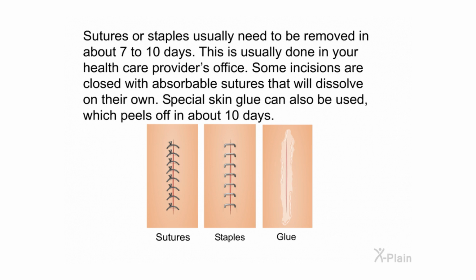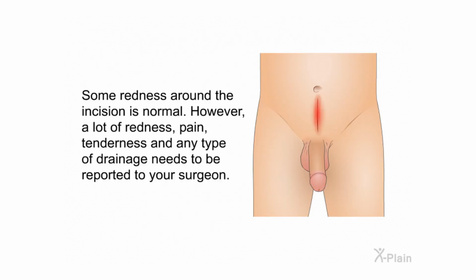Sutures, or staples, usually need to be removed in about 7 to 10 days. This is usually done in your healthcare provider's office. Some incisions are closed with absorbable sutures that will dissolve on their own. Special skin glue can also be used, which peels off in about 10 days. Some redness around the incision is normal. However, a lot of redness, pain, tenderness, and any type of drainage needs to be reported to your surgeon.